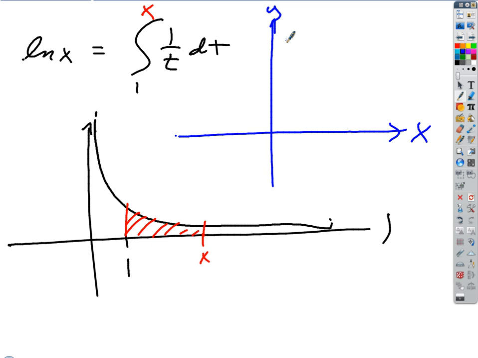What's the area under this 1 over t graph added up from 1 to 1? That area would have a width of 0, so the area has to be 0. So there's one point that we know: the natural log of 1 is 0, so there's a point on our graph right there.